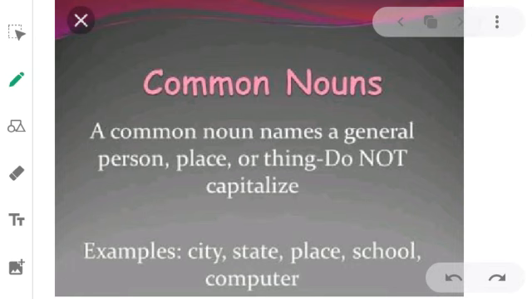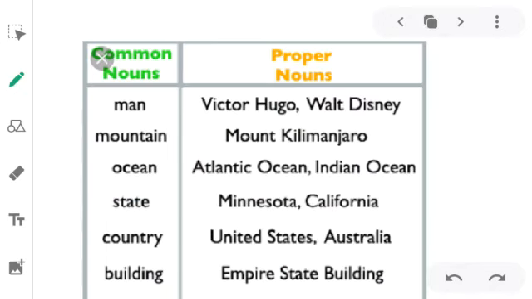Common noun. Unlike a proper noun, a common noun is a general name of person, place, thing, and we do not capitalize it because it could be any school, so we will not capitalize S of the school. It could be any place, so we will not capitalize P of the place. Now for better understanding, we have some comparison over here like man.